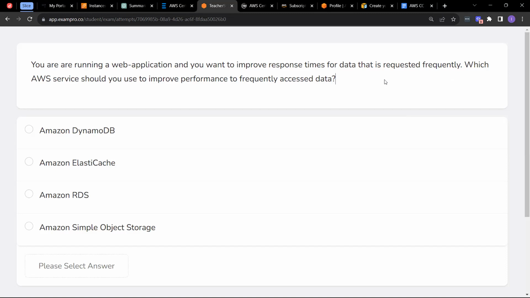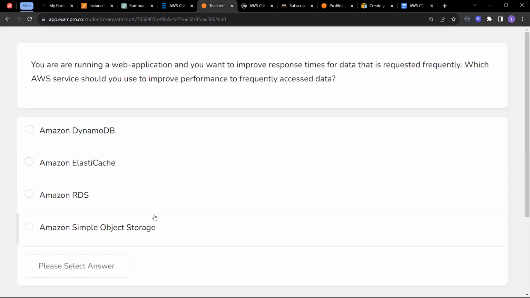Let's look at it well. I'm reading the question again. You are running a web application, and you want to improve response times for data that is requested frequently. So we are looking at frequently requested data. Which AWS service should you use? So the keywords here: a web application, and you want to improve response times for data that is requested frequently. DynamoDB is a NoSQL database. RDS is a database service. Amazon S3 is a simple storage service. We don't have anything like simple object storage, unless I stand to be corrected. Let me look it up real quick.